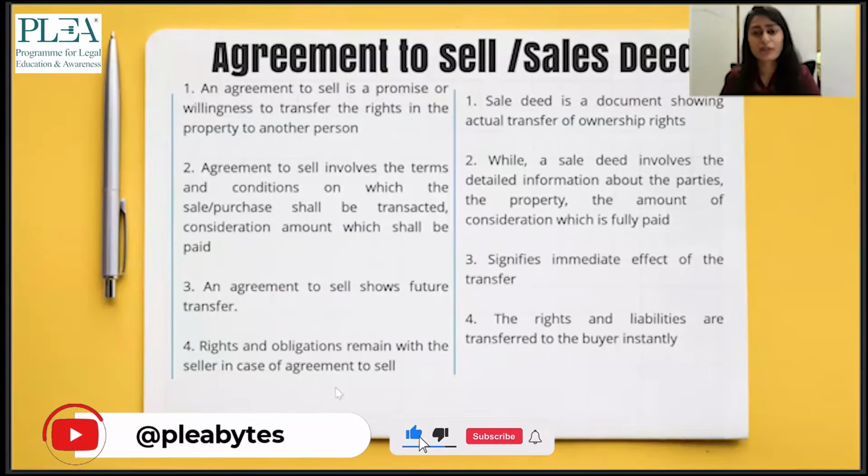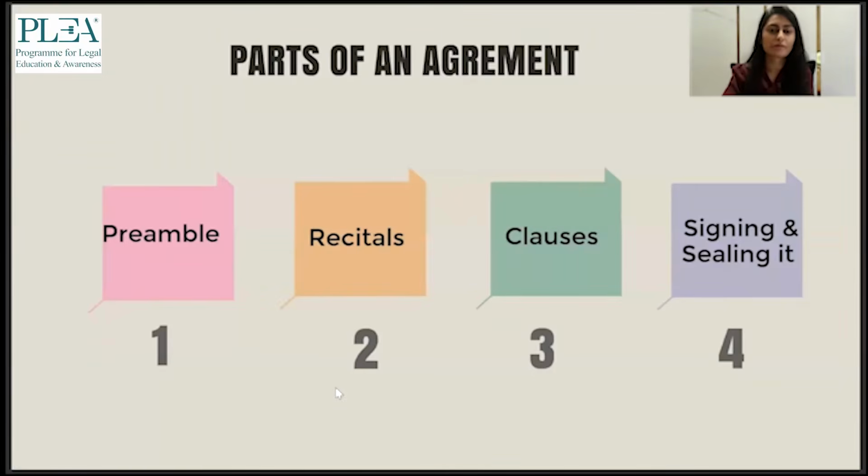Then we come to the agreement for sale, then the sales deed. We'll understand what an agreement for sale should look like. Okay, now the parts of an agreement. Of course, these are the parts which any agreement should have. It's not about just the sales deed. Even if you're drafting any commercial contract for any client, let it be a sales deed, gift deed, release deed, relinquishment deed, or any business contract, these four parts are very, very important. They will always be there in any agreement. So first one is the preamble, then comes the recitals, clauses, and signing and sealing it.